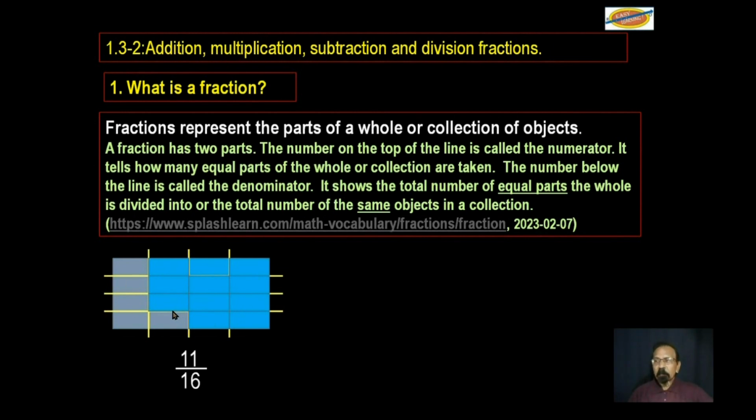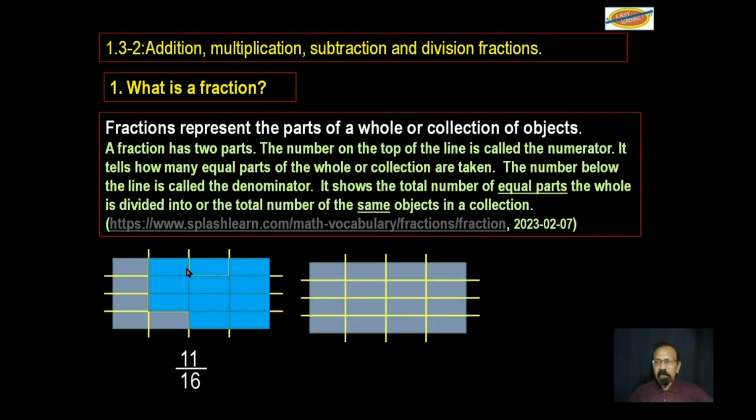And the parts don't have to be next to each other. It could be like this. So we have 16 parts. 1, 2, 3, 4, 5, 6, 7, 8, 9, 10, 11. I am still picking 11 equal parts out of 16 equal parts. So now, even though the blue painting section on the one on the right looks different from the one on the left, it is still 11 out of 16.